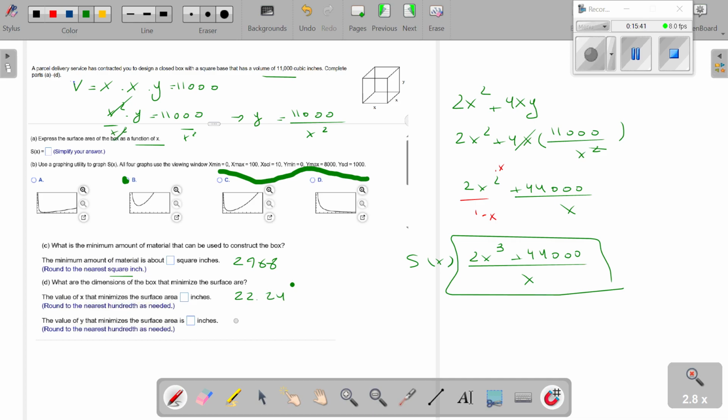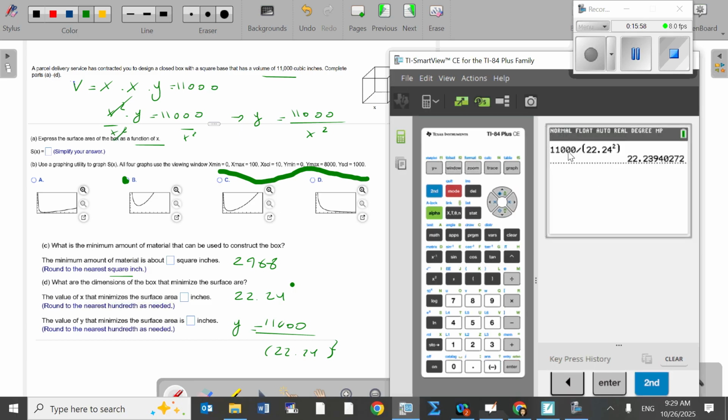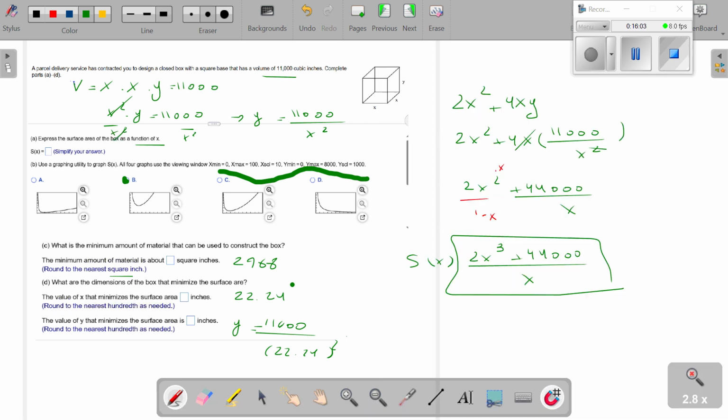Now, how do I find the y value? Just use this equation. Y will be 11,000 divided by x squared, which is 22.24 to the power of 2. So I'm going to use my calculator for that. And when you divide it, it's equal to this number. And just round it, that's going to be 22.24. So we notice that when x and y are equal to each other, then we can minimize the amount of the material that we're using.